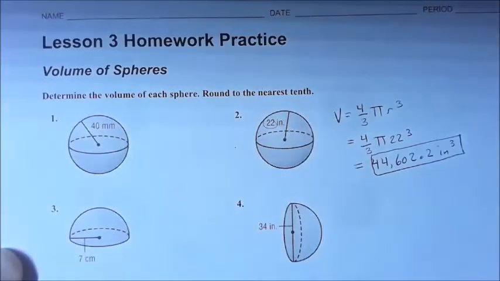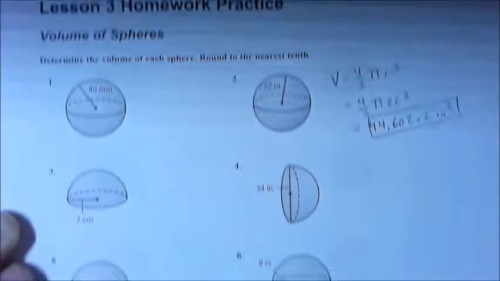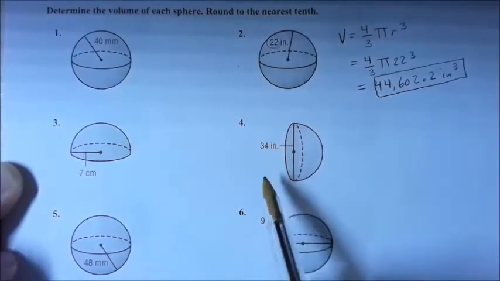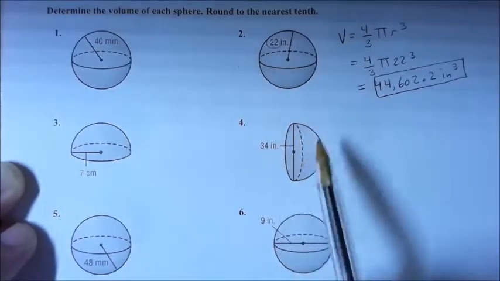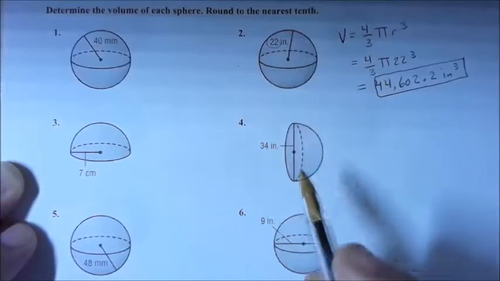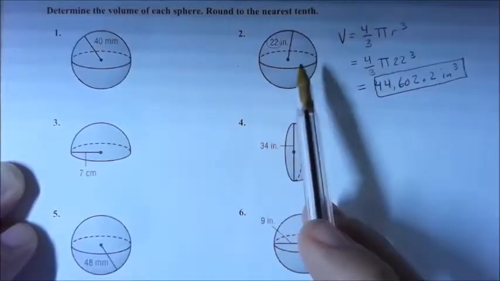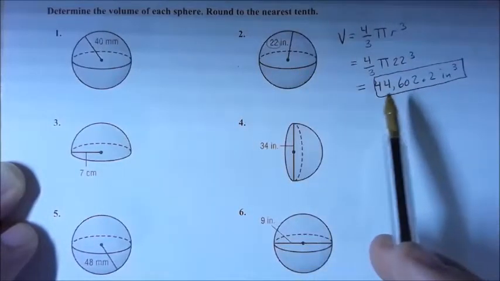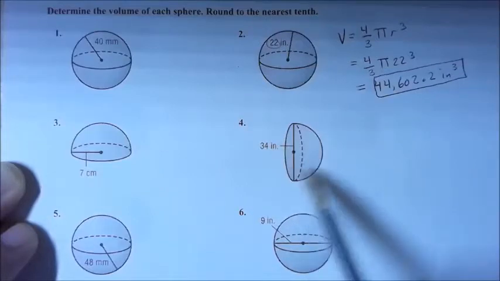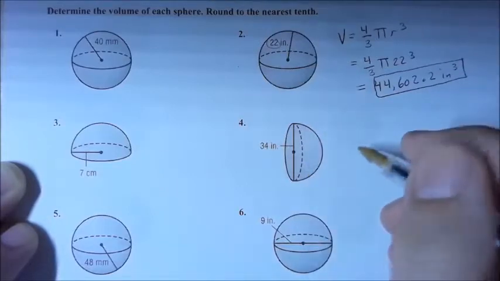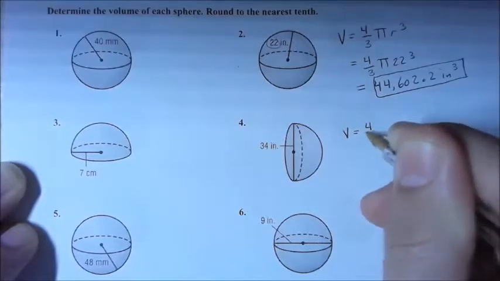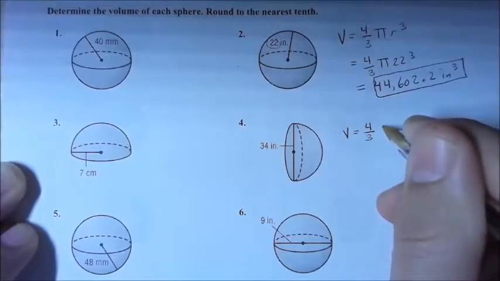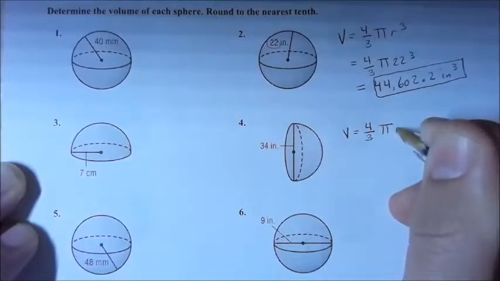Now, we're going to run into a different type of problem. I'm going to move this up a little bit. And notice we're going to do number 4 now. Number 4 is half of a sphere. So the only difference is, since it's half of a sphere, we're going to take our final answer and cut it in half. That's the best way to do it. So let me give you an example. We're going to say V is equal to 4/3 times pi times r cubed.